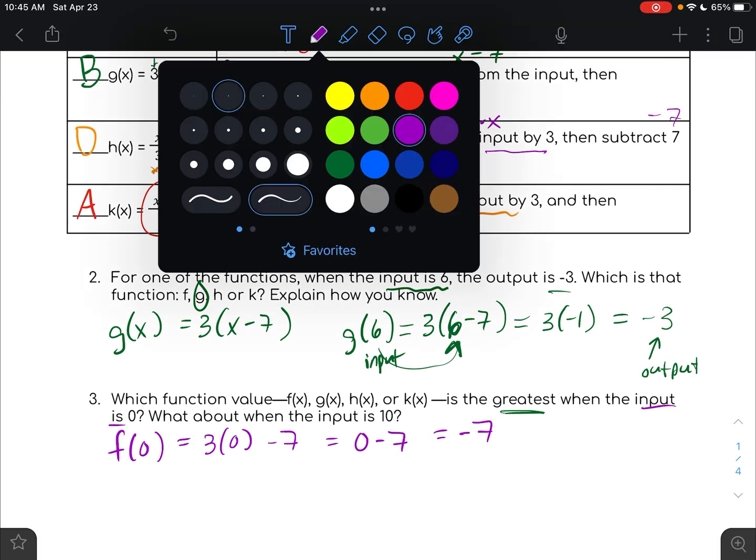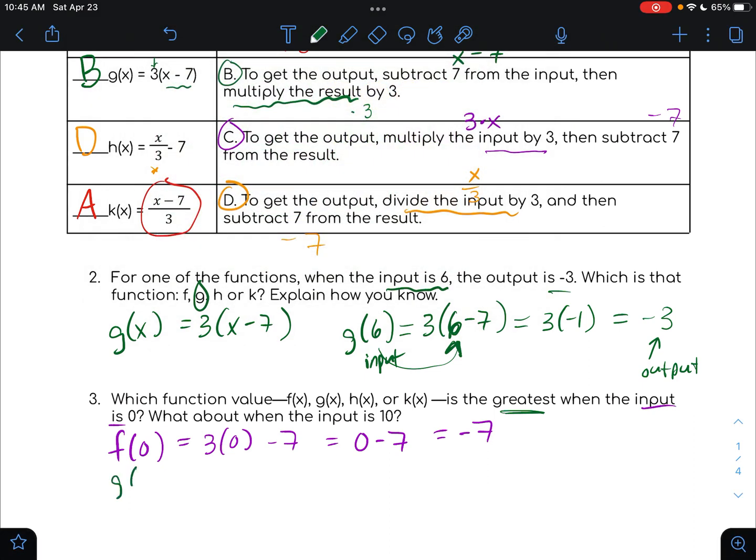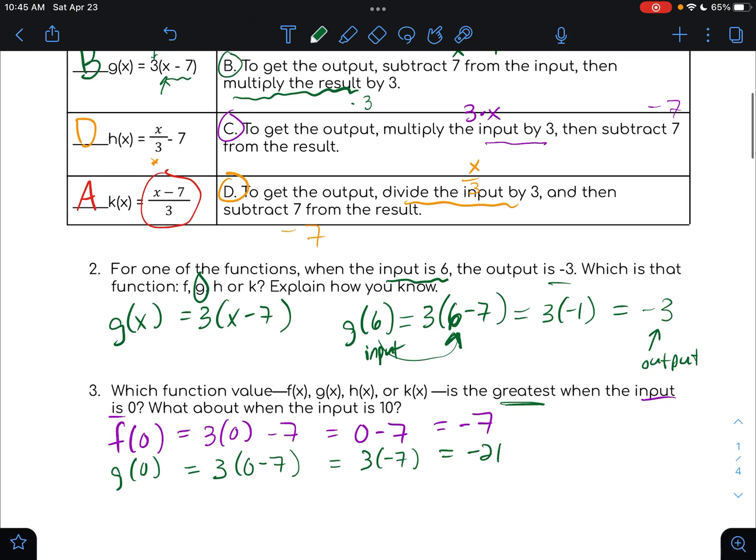All right, so let's do the g function now. So g of 0, that's the second function. If we go up here and put 0 in for x in the second function, that would be 3 times 0 minus 7. We have to do parentheses first. So 0 minus 7 is negative 7. So it'd be 3 times negative 7, which is negative 21. Because that's the g function.